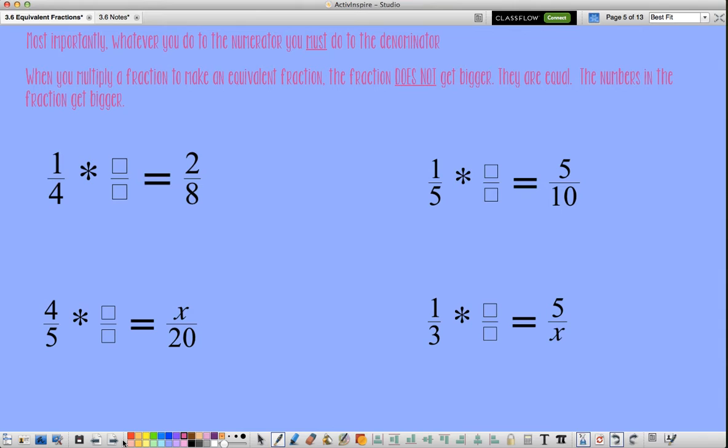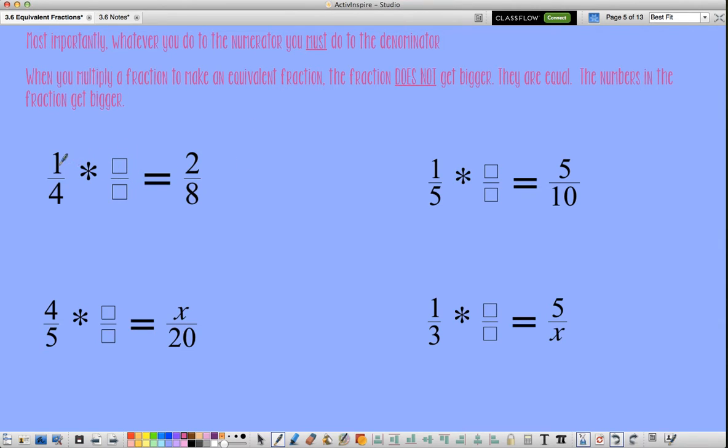All right, so most importantly, you have to remember whatever you do to the numerator, you must do to the denominator and vice versa. And when you multiply a fraction to make an equivalent fraction, that doesn't make the fraction bigger. They're equal, it just makes the numbers bigger. So it's not that 2/8 is bigger than 1/4, it's just that 2 is bigger than 1 and 8 is bigger than 4.